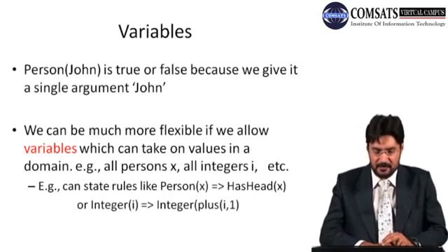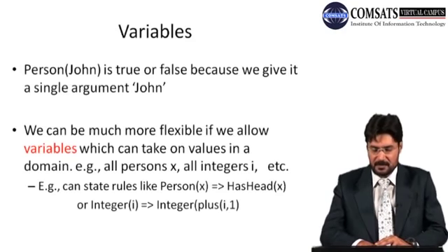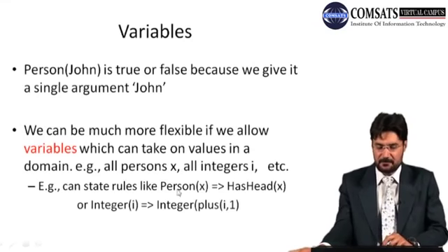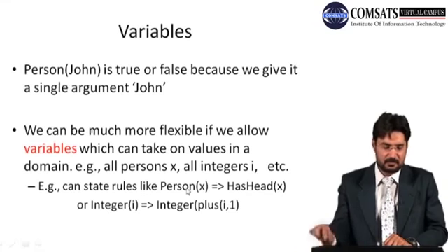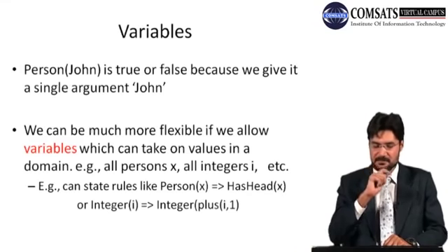The example here is, we can state a rule like person x implies has head x, or integer I implies integer plus I comma 1. So we say that x is a person if it has a head. If x has a head, then we also call it a person.